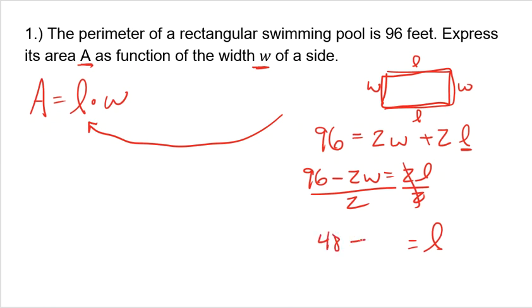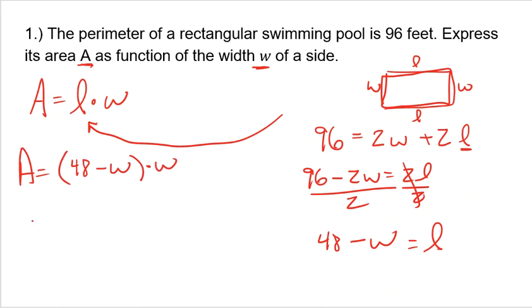Negative 2W divided by 2 is negative W. So now I know, based on the perimeter, that the length is 48 minus W. So now I could come back over here and replace the L with what it equals, 48 minus W. Don't forget to times it by the width, because remember, area is length times width.